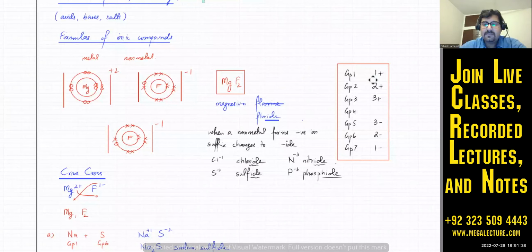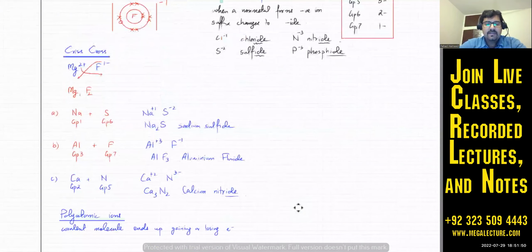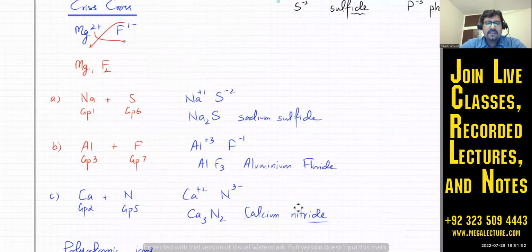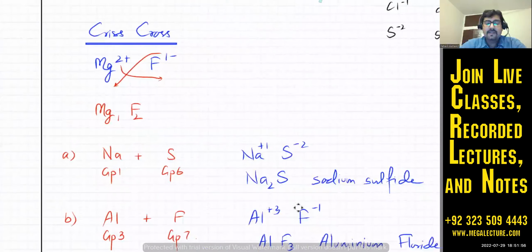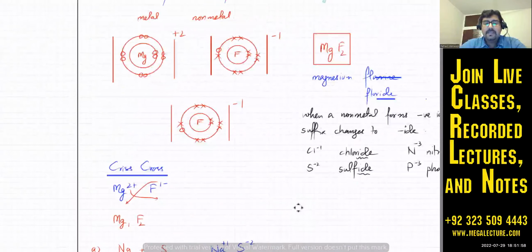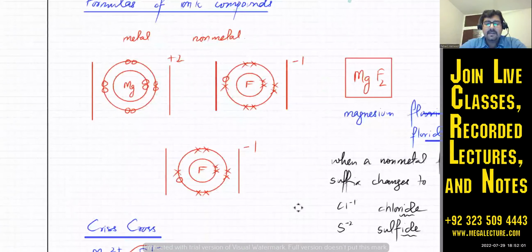Group 1 का charge +1 होता है. Group 2 is +2. Group 3 is +3 and so on. Group 5 is -3. Group 6 is -2. And group 7 elements are -1. So you had a positive ion and you had a negative ion. And I told you that there's a thing called crisscross if you want to figure out the formula directly without drawing any dot and cross diagrams.